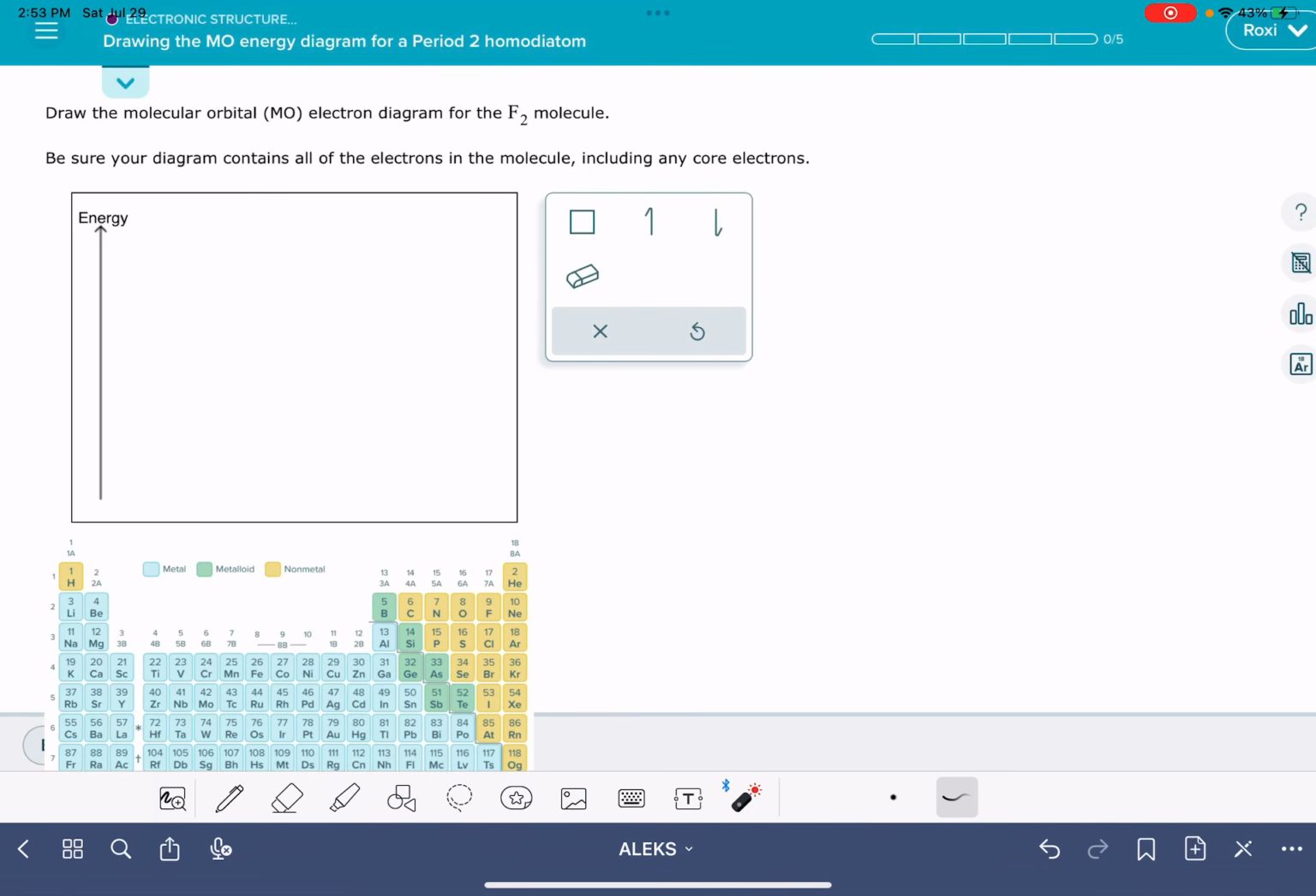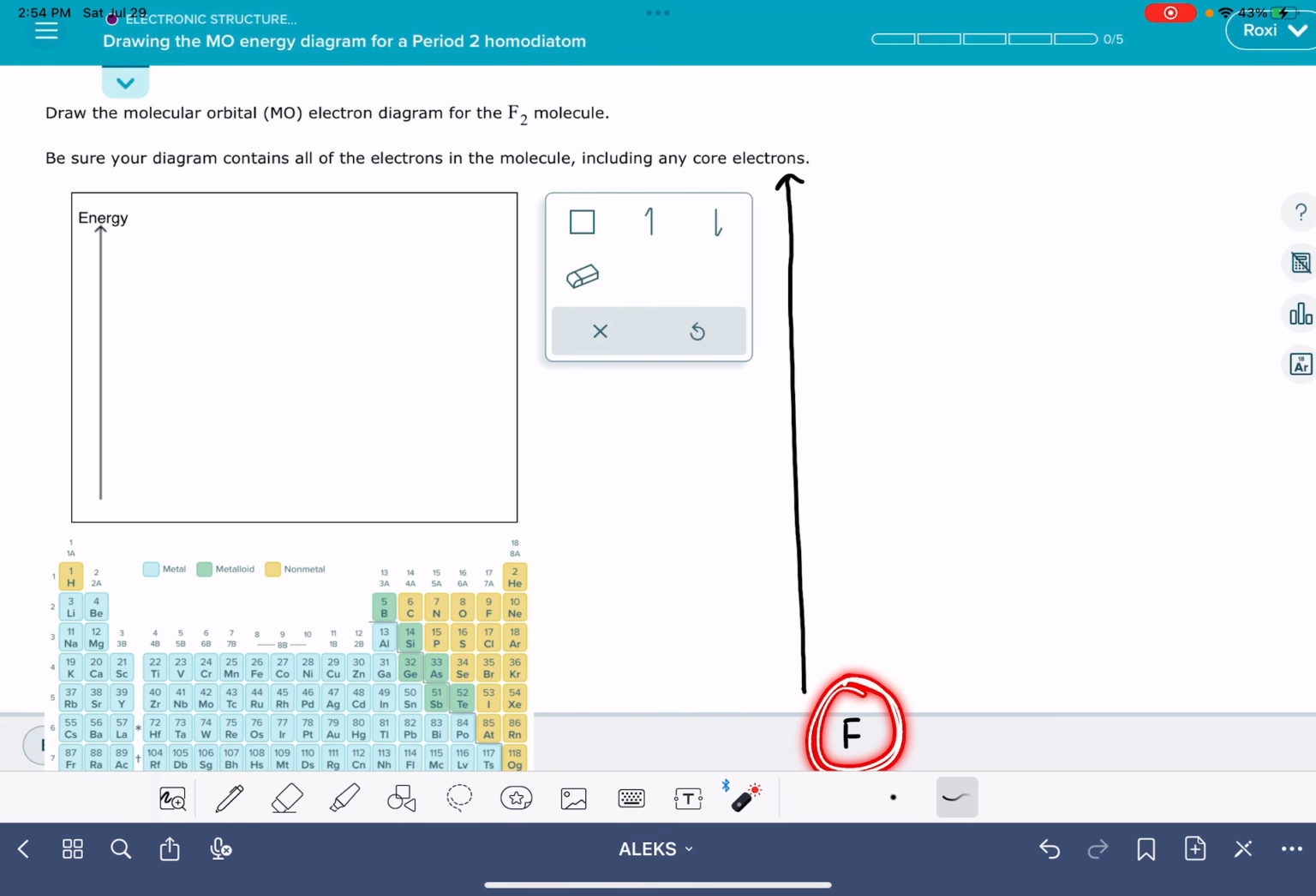In this video, I'll show you how to solve the ALEKS problem called drawing the MO energy diagram for a period 2 homodiatom. When I'm asked to draw a molecular orbital diagram, I think it is easier for me to start by drawing the atomic orbital energy diagram. So that's what I'm going to do first. For my fluorine, I'm going to start by just drawing the electron diagram, the box diagram, whatever you want to call it, for the single fluorine atom.